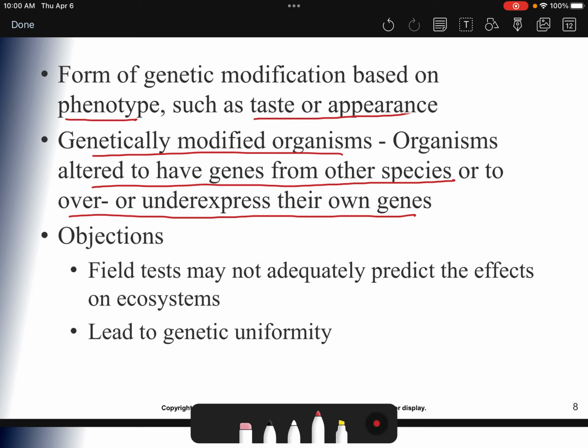Also, the idea of genetic uniformity. The nice thing about nature and plants growing in nature is we have variety, and as different organisms cross-pollinate with other ones, we get these various different variations, and that's what natural selection and evolution is all about. If we start to use transgenic organisms where everything's the same, and pretty soon we don't have that variety, that could be a little bit scary too.